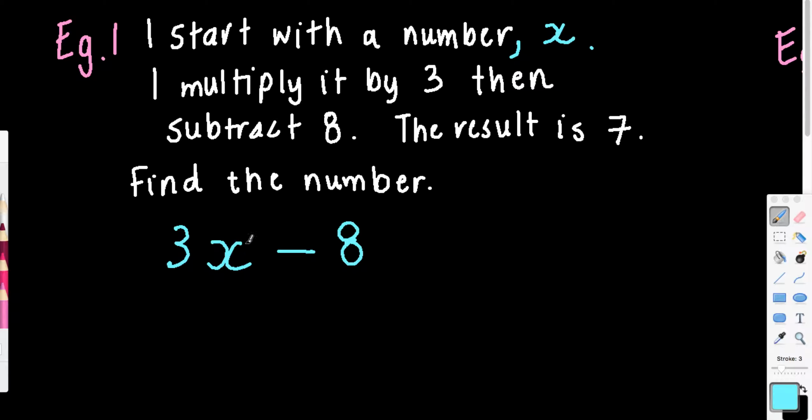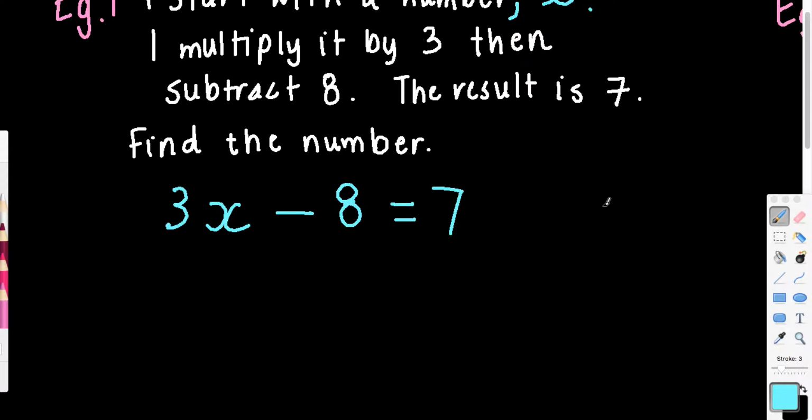So after it's multiplied by 3, the 8 is then subtracted. If it was the other way around, if 8 was subtracted first, it would be like this. And if it was then multiplied by 3, I would put that in a bracket to make sure that the X minus 8 was multiplied. But of course, it wasn't given in that order, so I'm not going to do that this time. The result of multiplying by 3 and then subtracting 8 is 7. So another way of saying the result is that it's equal to, and then I write the 7.